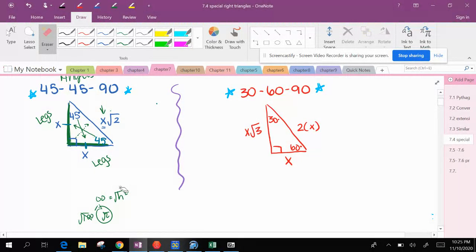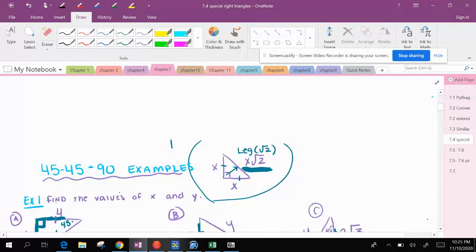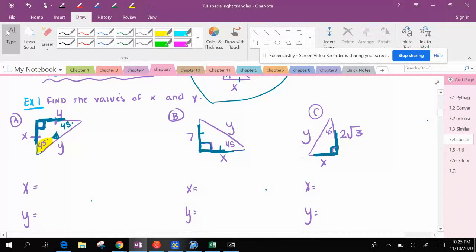So if you can remember that whenever you see a 45, 45, 90 degree triangle, its leg lengths are going to be the same, and its hypotenuse length is always the leg length, tack on a radical 2. And 30, 60, 90 we'll come back to in the next lesson. So let's look at some problems together. Good old 45, 45, 90s.